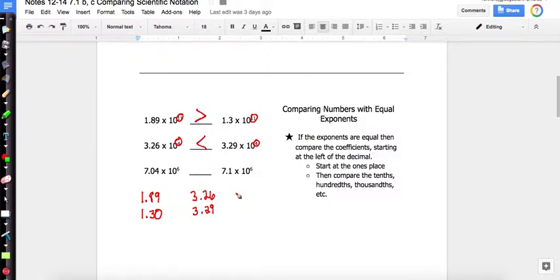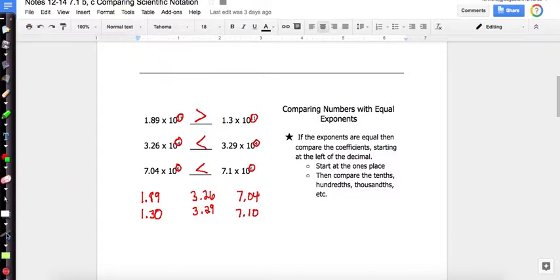And our last example, circle the exponents and we notice that they are both 6. They're both the same. So 7 and 4 hundredths and 7 and 1/10. Now, what can I do to make 7 and 1/10 have the same amount of numbers? I can add a 0. So how does 7 and 4 hundredths compare to 7 and 10 hundredths? Good, it's less than, so my arrow points to the left.